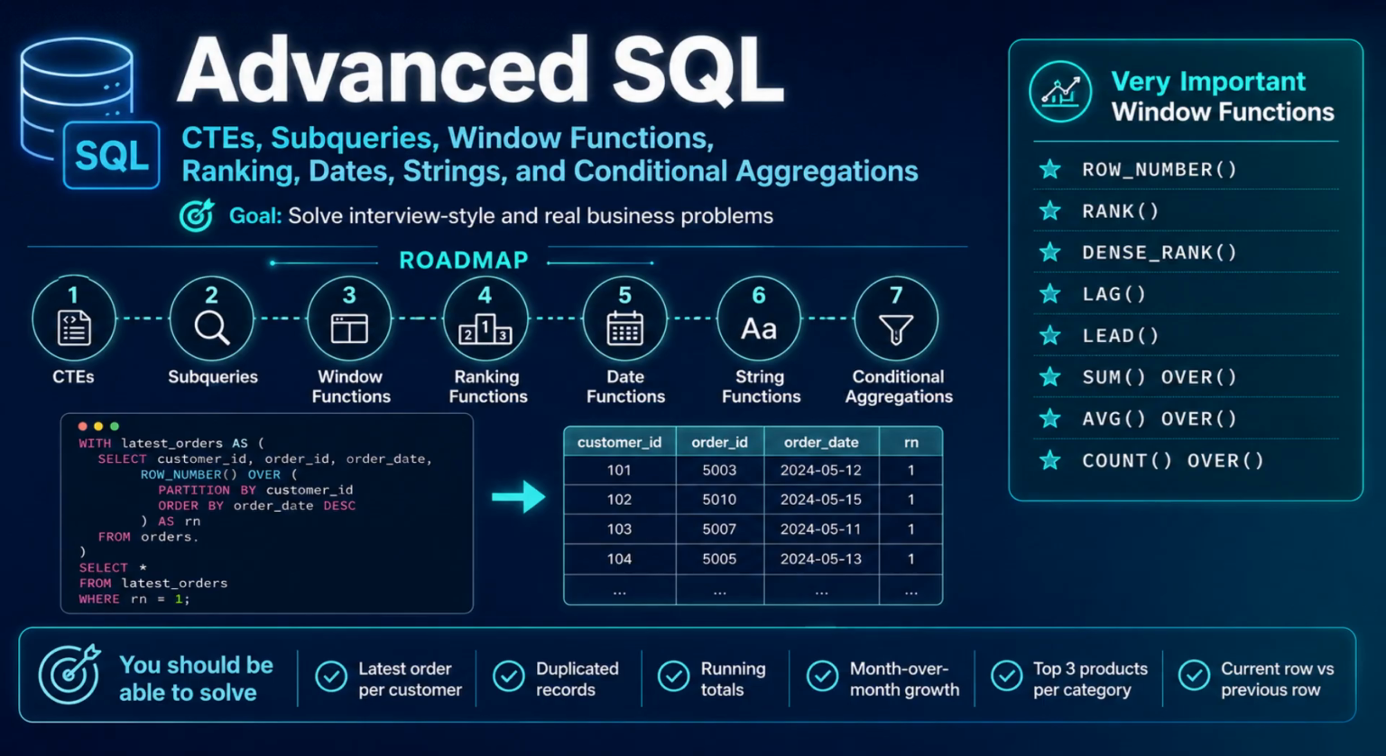For example, how do we find the latest order per customer? How do we detect duplicated records? How do we calculate running totals? How do we compare this month against the previous month? How do we find the top 3 products in each category? And how do we compare the current row with the previous row?